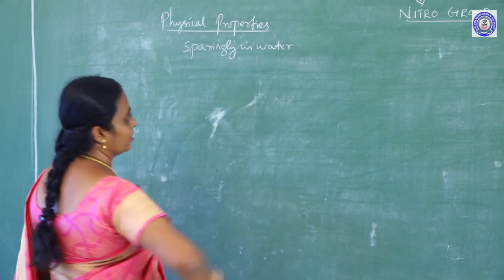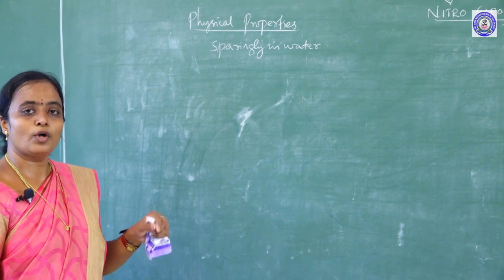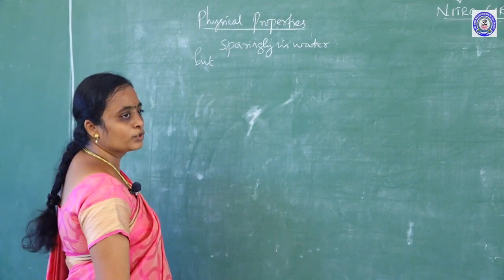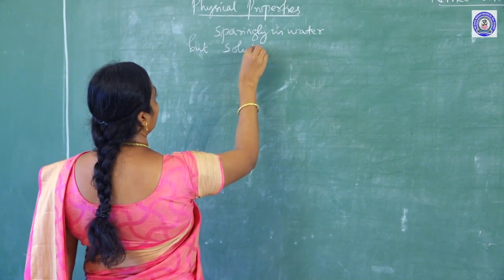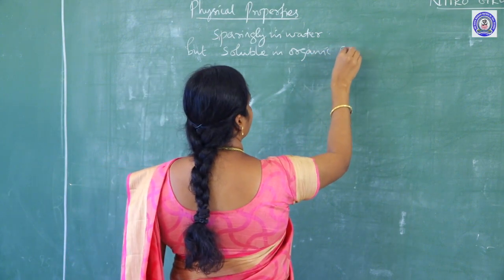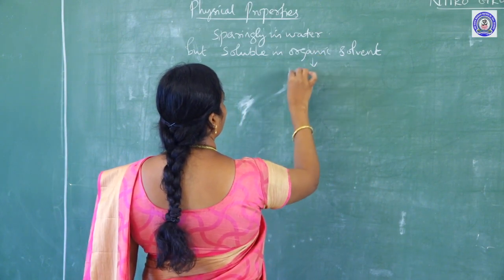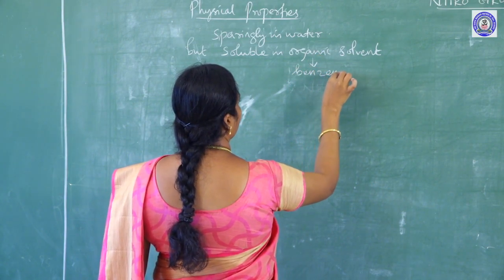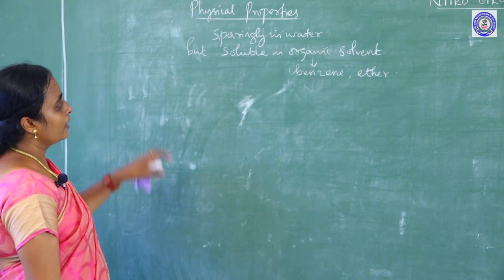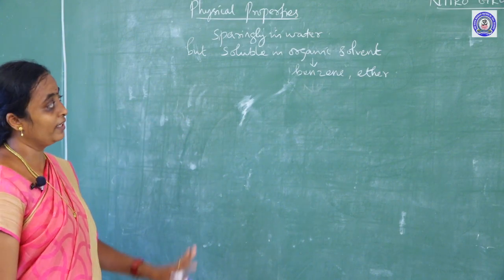Sparingly soluble in water. Here water is acting as a polar solvent, but the solubility in water is less. They are completely soluble in organic solvents like benzene and ether.